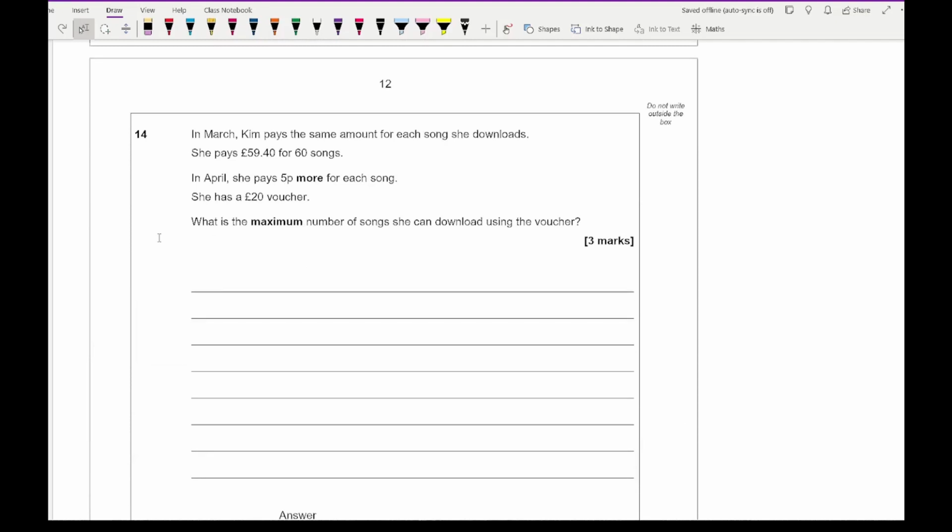For question 14, it says in March, Kim pays the same amount for each song she downloads. She pays £59.40 for 60 songs. In April, she pays 5 pence more for each song. She has a £20 voucher. What is the maximum number of songs that she can download using this voucher?